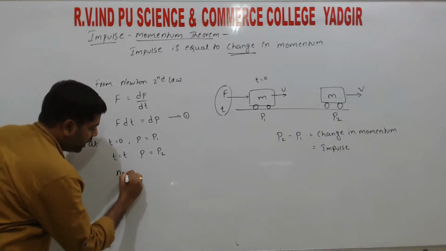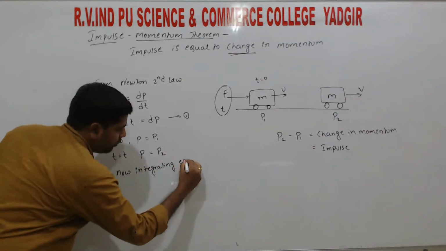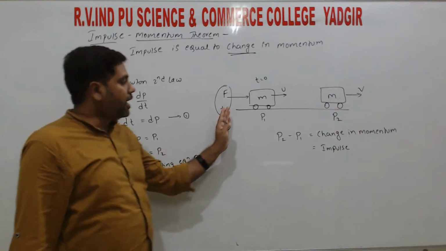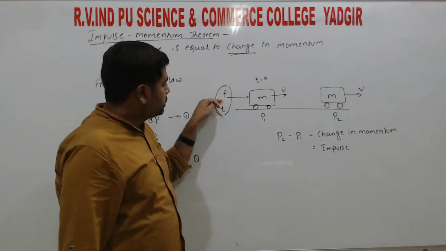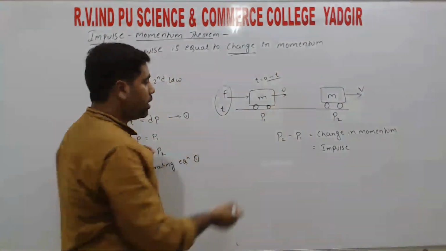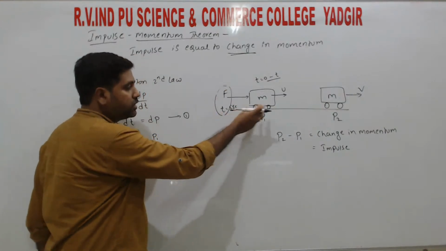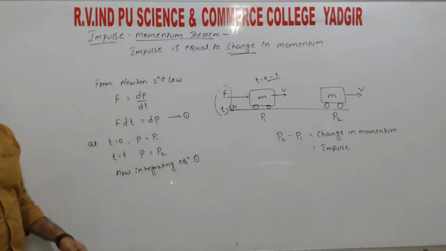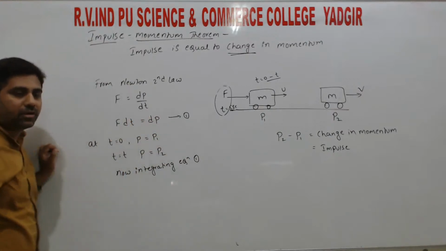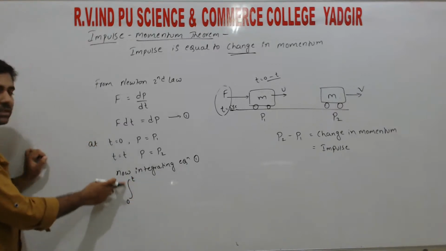Now integrating equation 1. Why are we integrating? We are finding the impulse, that means the applied force from time 0 to t. If I apply the force for 5 seconds, we are finding how much impulse is applied to that object. That's why we are integrating the first equation, from 0 to t. These we call limits.